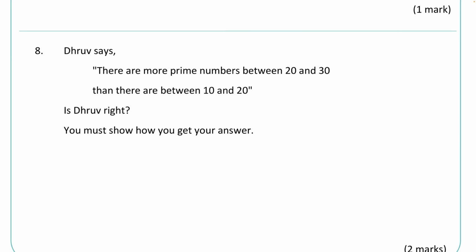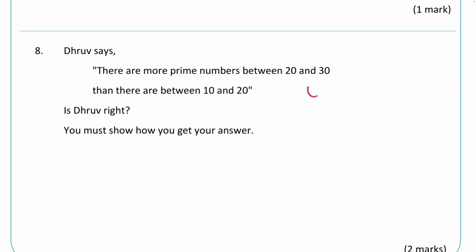So question 8. So as Drew says, there are more prime numbers between 20 and 30 than there are between 10 and 20. Is Drew right? And you must show how you get your answer. So these sorts of questions, it is wanting us to actually find these and sort of prove it. And this is quite a tricky one because there's quite a lot of prime numbers in between these two categories.